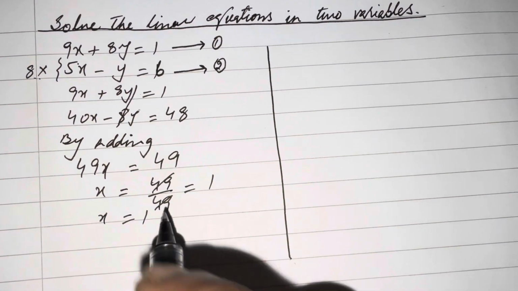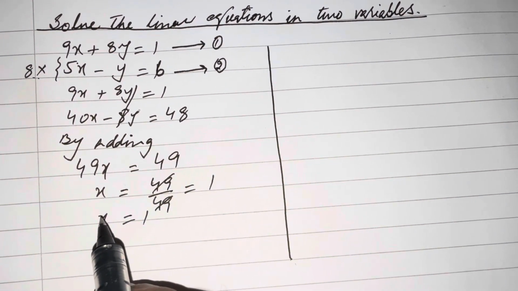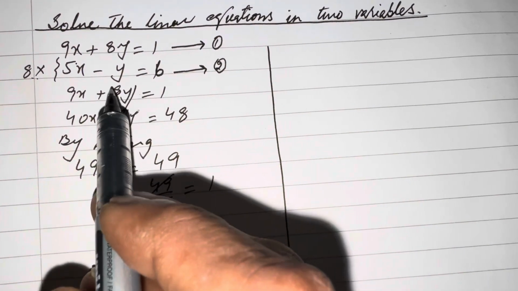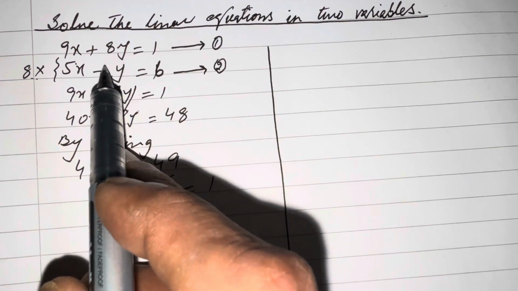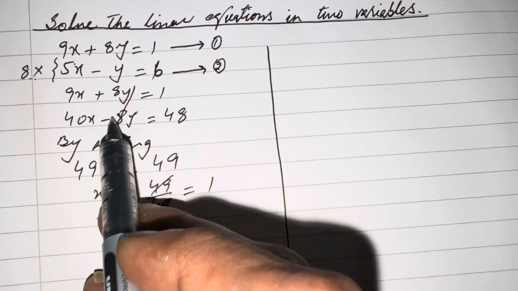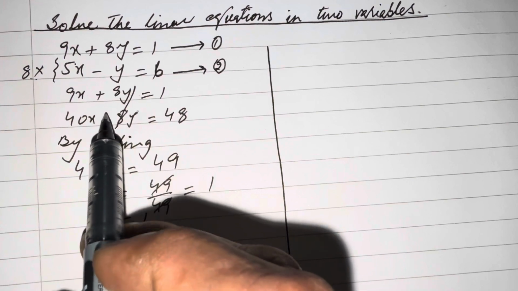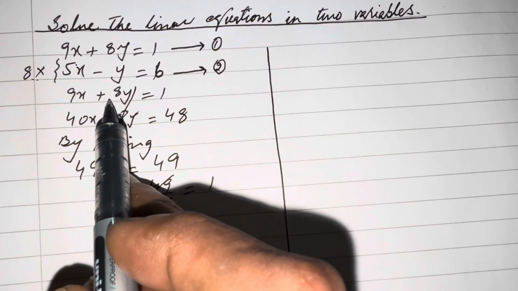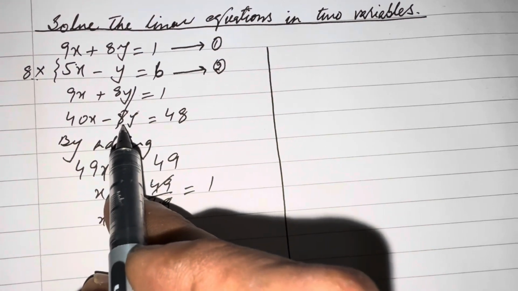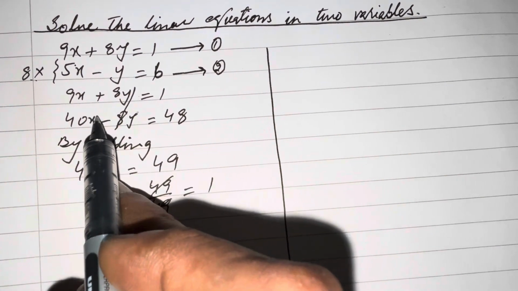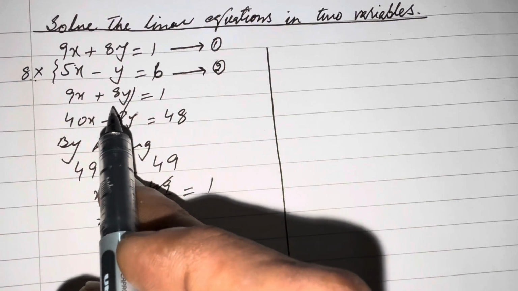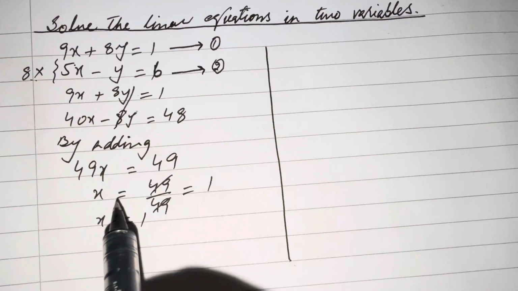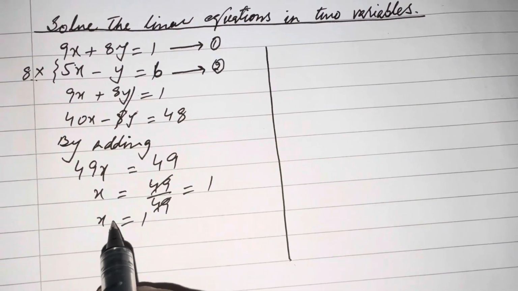So that's how we can find the value of x in a very simple and easy way, that we have made the coefficient of y same, and then added with each other. Why did we add? Because the variable y has different signs. So if you got different signs, you will have to add the equations. Then you can find the value of x.